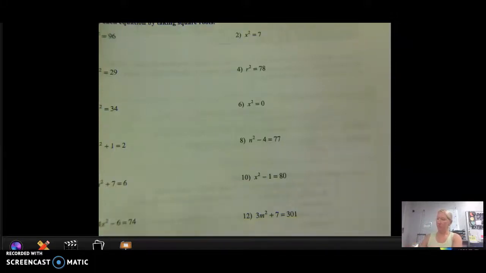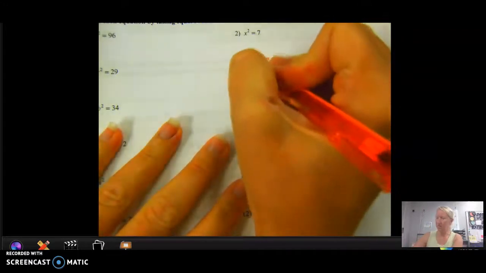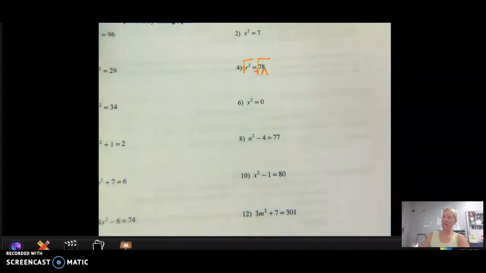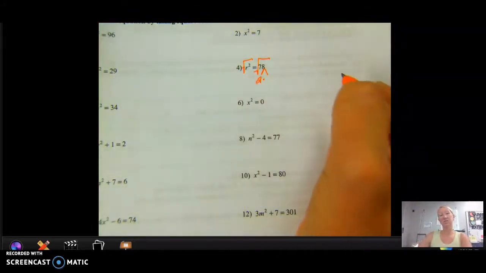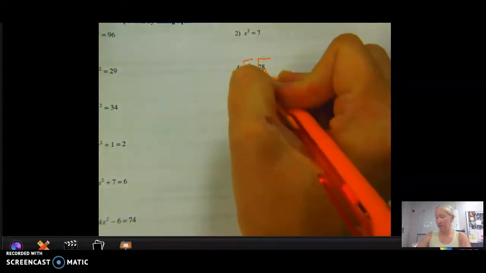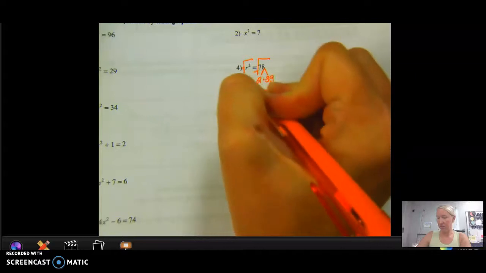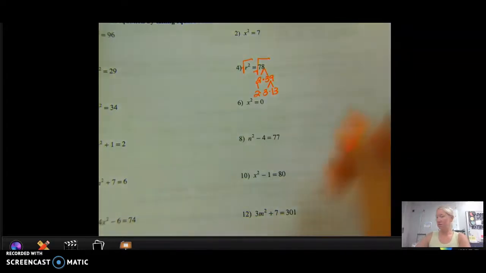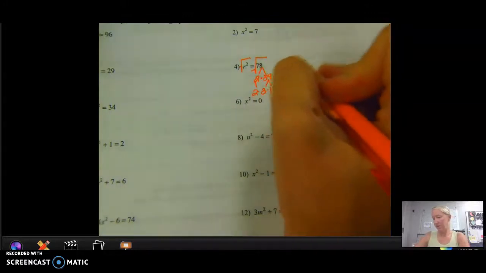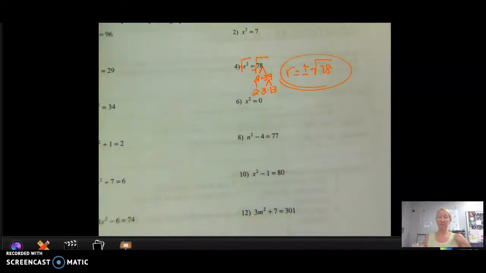I'm going to do number 4. We want to get r by itself, so I square root. I'm going to have to start breaking down 78. I know 2 goes into it. Half of 80 is 40, so half of 78 would be 39. 39 breaks down into 3 times 13, bring down the 2. Those are all prime numbers, and there's no pairs. So r actually just equals positive or negative square root of 78. Again, if it asks for the decimal, go ahead and give the decimal.